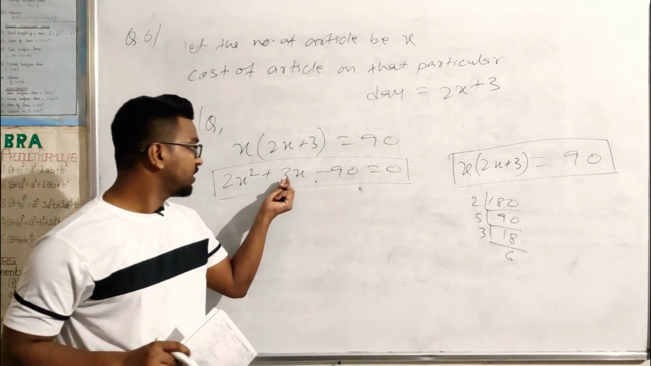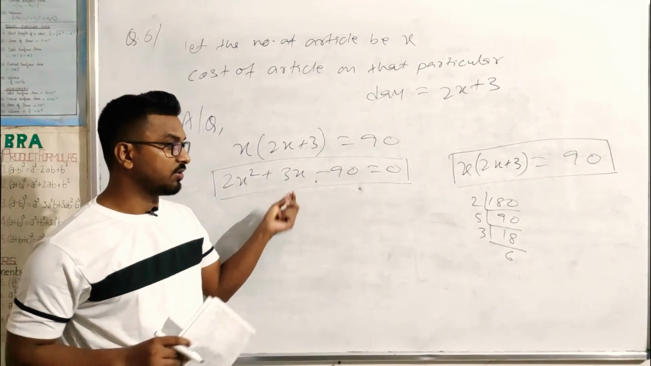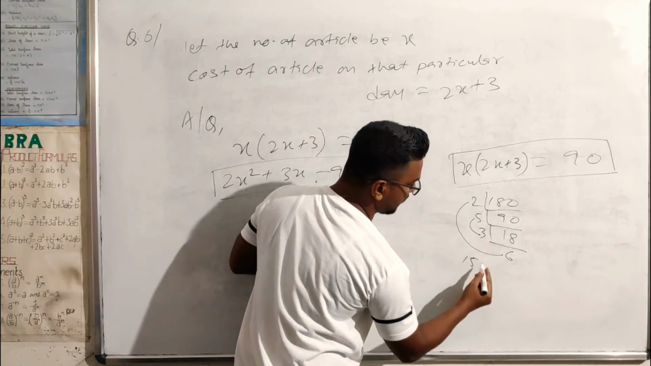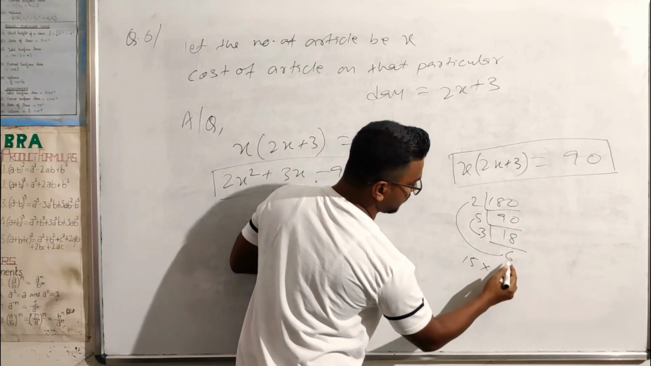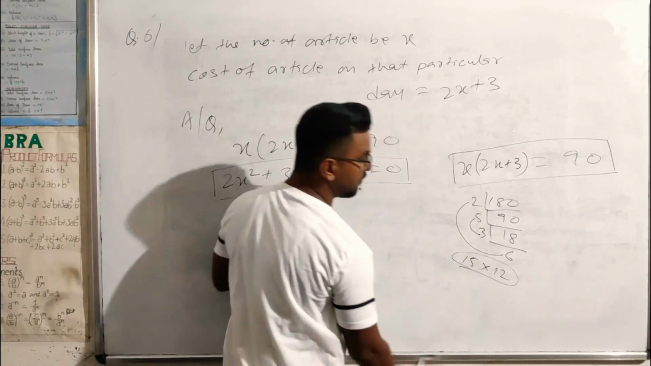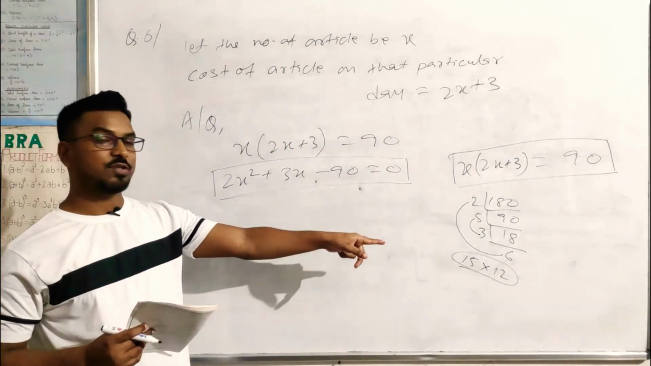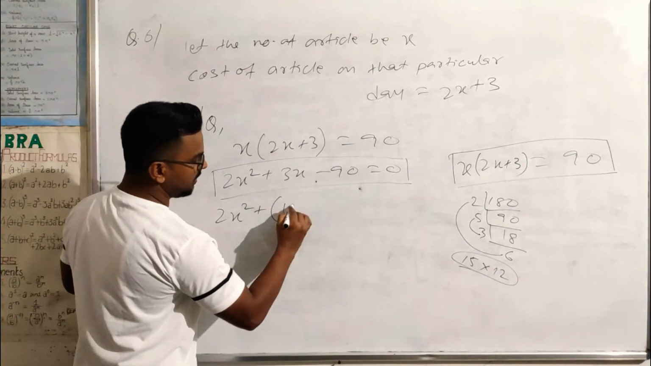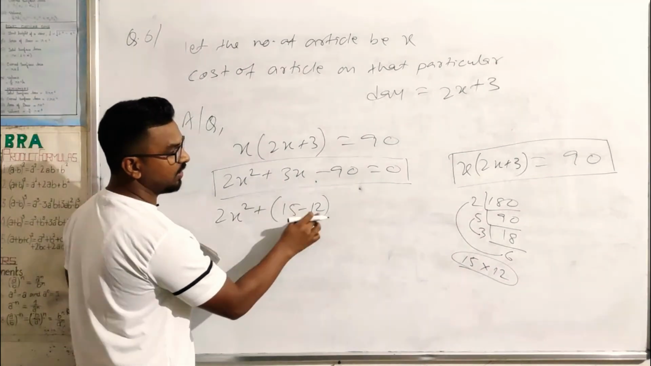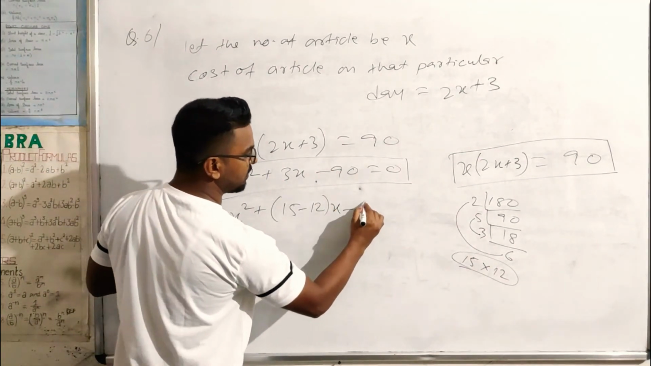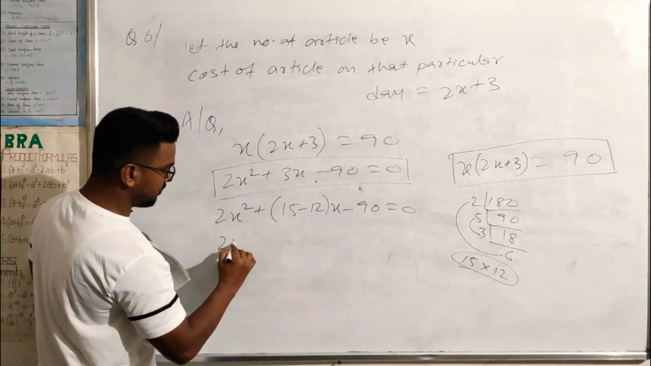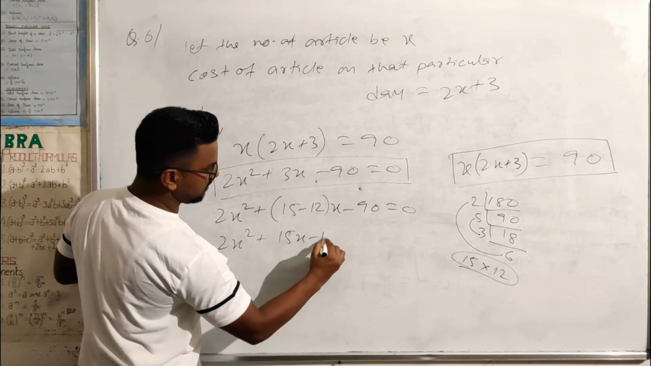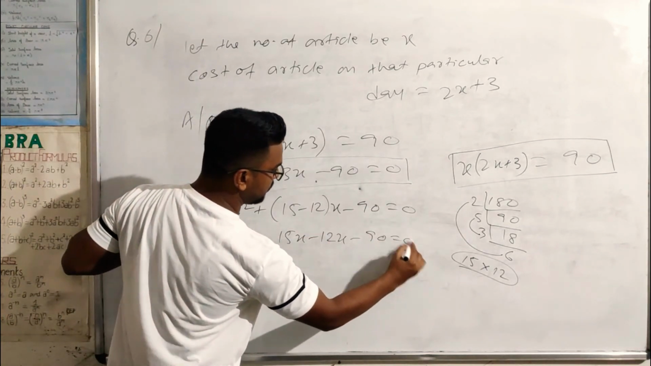So to get this 3, what will be the factors? So you can combine these two and these two. So this will become 5 3 is 15 into 6 2 is 12. So if you multiply 15 into 12, you will get 180, and if you subtract, you will get 3. So what we will do? 2x square plus 15 minus 12, you will get 3, and if you multiply, you will get 180 into x minus 90 equals to 0. So twice x square plus this will become 15x minus 12x minus 90 equals to 0.